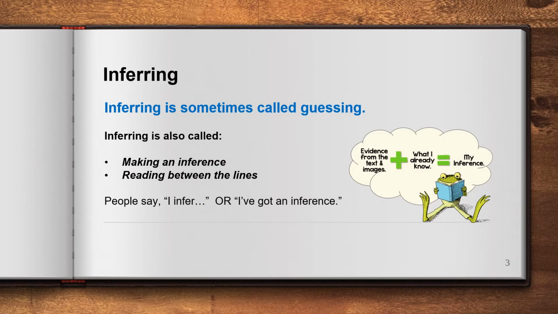Inferring has a few different names. Sometimes inferring is called guessing. Sometimes inferring is called making an inference or reading between the lines. So people say, I infer that she is angry, or I've got an inference that this happened because the weather was bad. These are the kinds of words that we use when we are inferring.